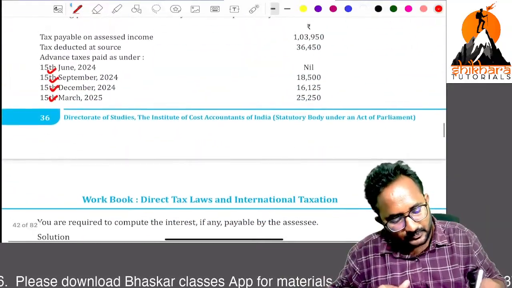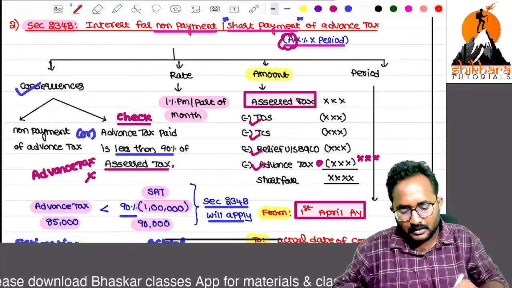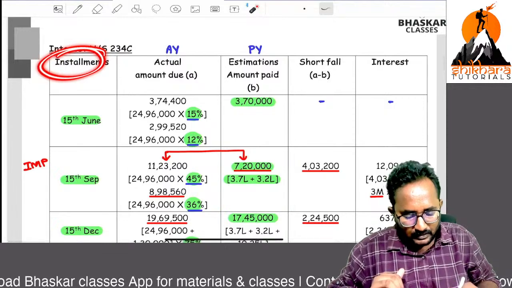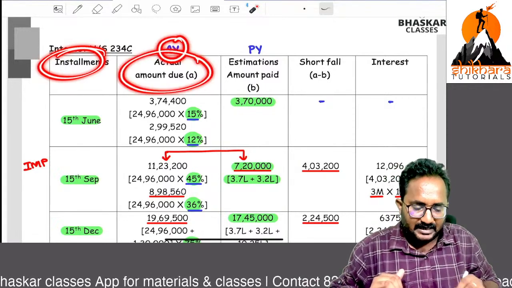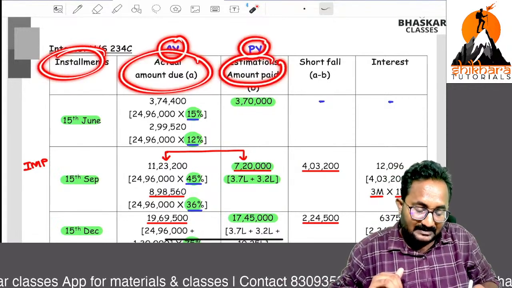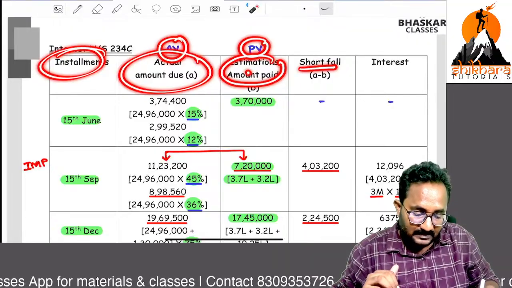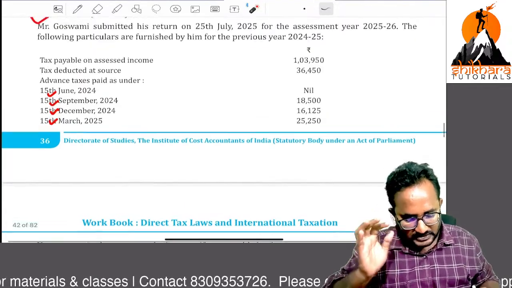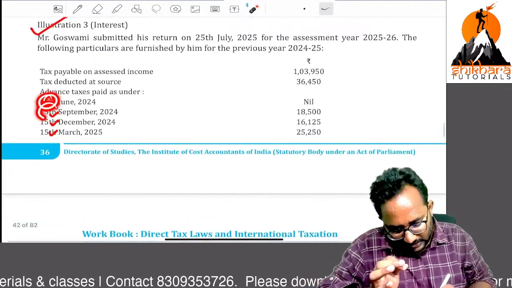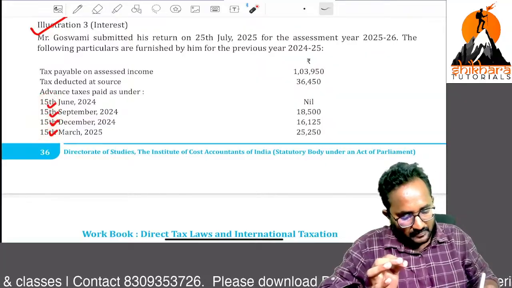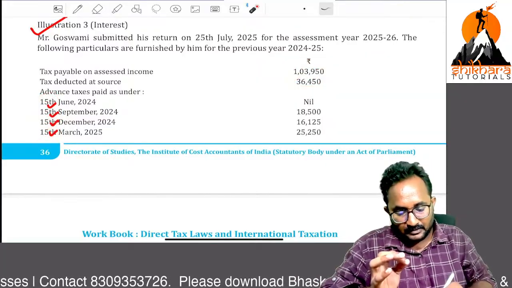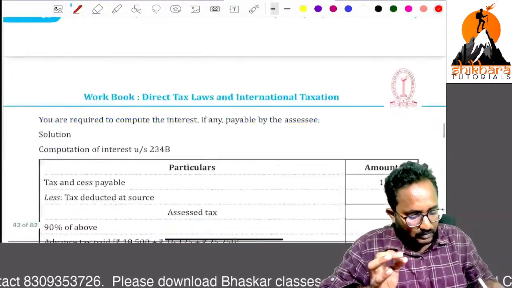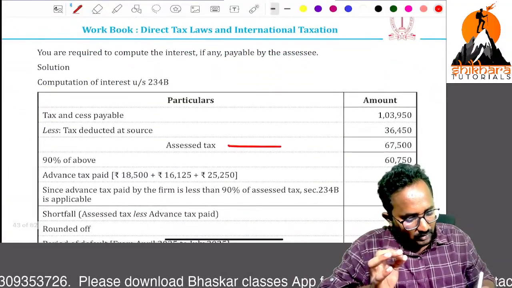What columns do we have to open for doing this sum? For doing this sum, you have to open the first installment, the actual amount due as per the returned income. What is that amount based on the estimation we paid during the previous year? Shortfall, interest. So they have given the same question in that, but here all installments were paid within the due date. They have given the TDS. So tax payable is directly given, and you can deduct the TDS amount.